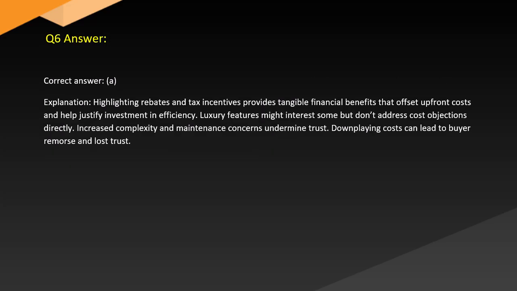Answer. Correct answer, A. Explanation. Highlighting rebates and tax incentives provides tangible financial benefits that offset upfront costs and help justify investment in efficiency. Luxury features might interest some but don't address cost objections directly. Increased complexity and maintenance concerns undermine trust. Downplaying costs can lead to buyer remorse and lost trust.